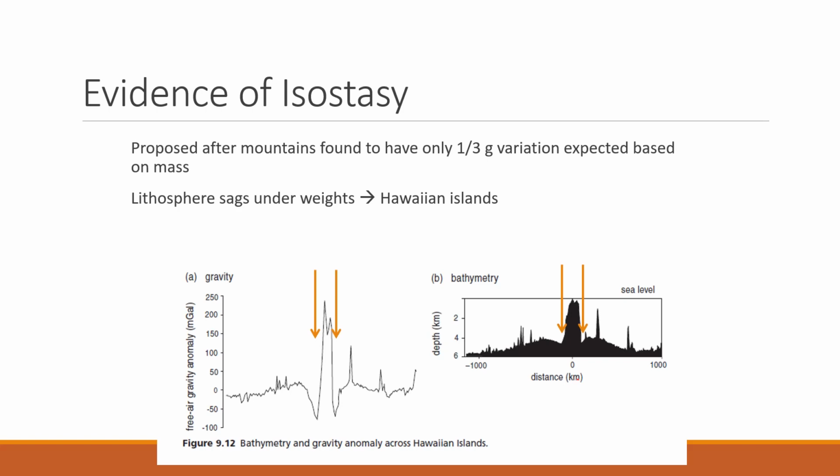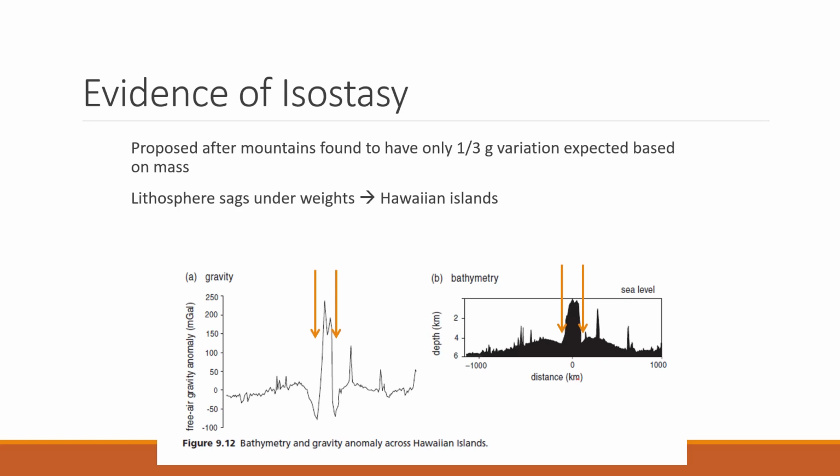We do see this in the world, along the globe. The idea of isostasy was first proposed after we found that mountains only have about a third of the gravity variation expected because of their mass. So we realized that there had to be less dense material at depth that was supporting it. The other thing we see is that the lithosphere can sag under weights.